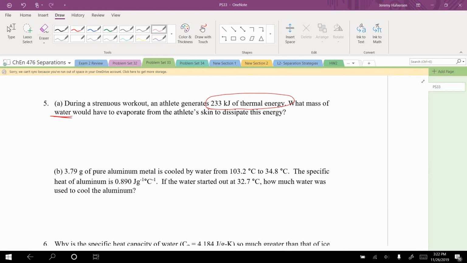We want to know how much water or how much sweat you need to sweat off in order to take away this much heat. Well, at 233 kilojoules, what is that? That's a heat. That's a Q. Okay. They didn't tell you kilojoules per mole. They didn't tell you kilojoules per gram degree Celsius, right? That's just a heat. And we want to know how much water needs to evaporate to absorb that much heat.